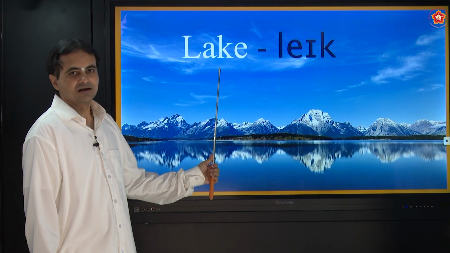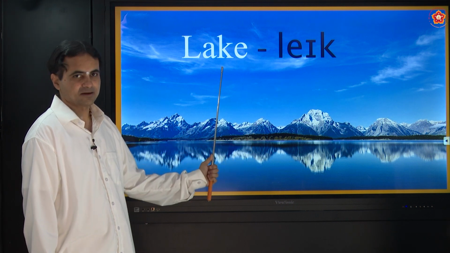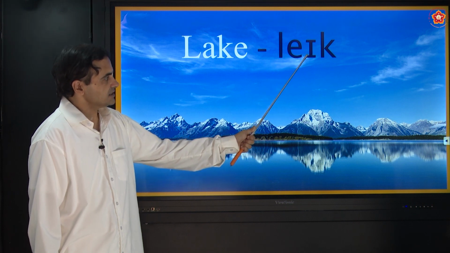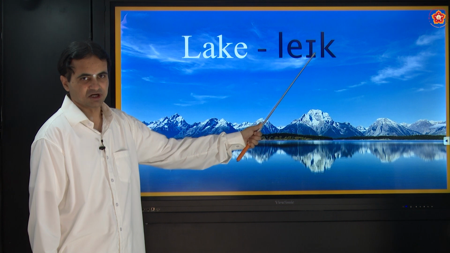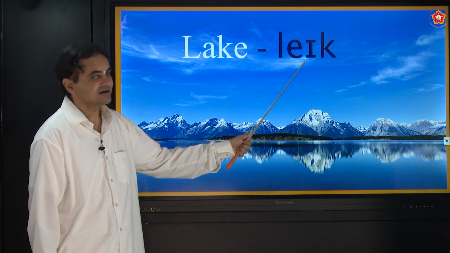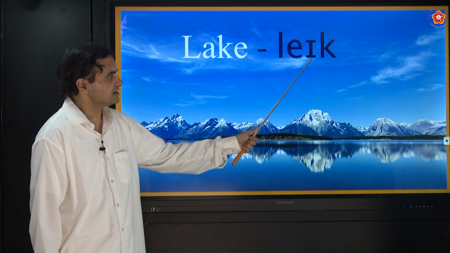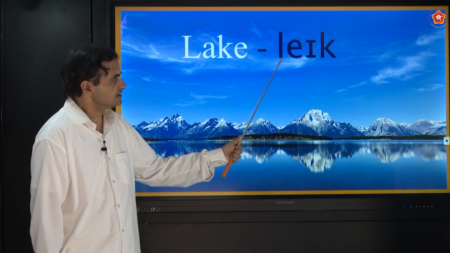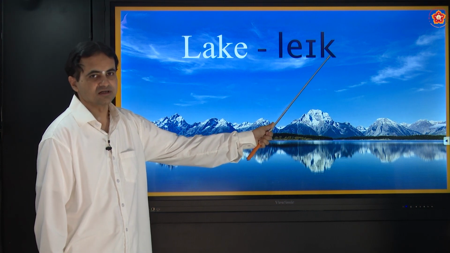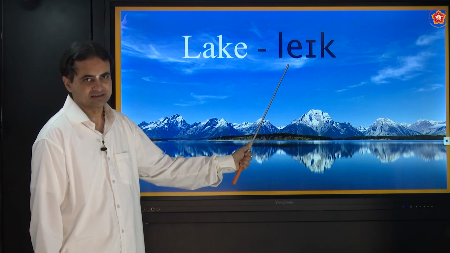Next is this word. What is the exact pronunciation? This is L, this is the diphthong, and this is K. We remember this is a diphthong: A and I become the diphthong. This is L, and therefore this becomes lake. K is a consonant sound. So this word becomes lake.